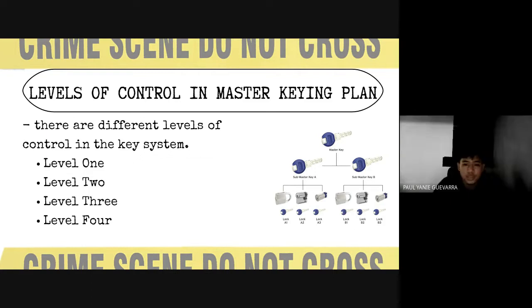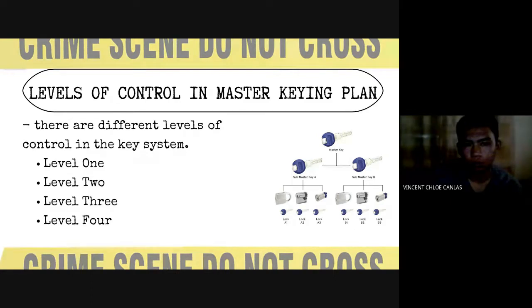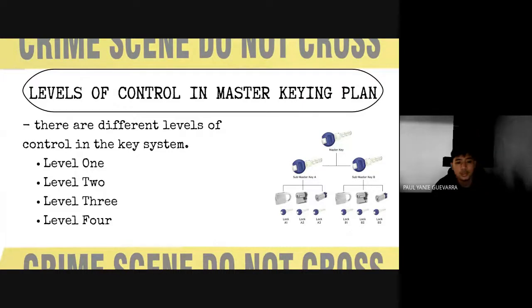Levels of control in a master keying plan. There are different levels of control in one system, level 1 to level 4.